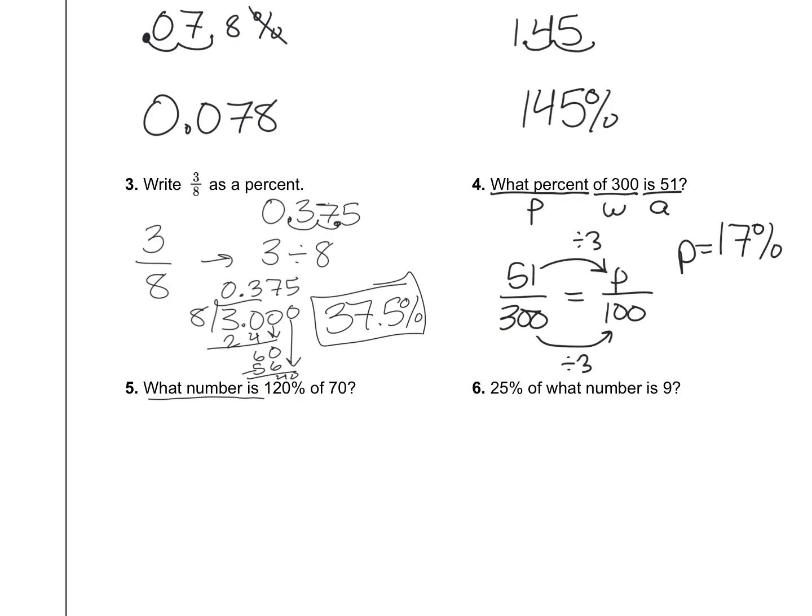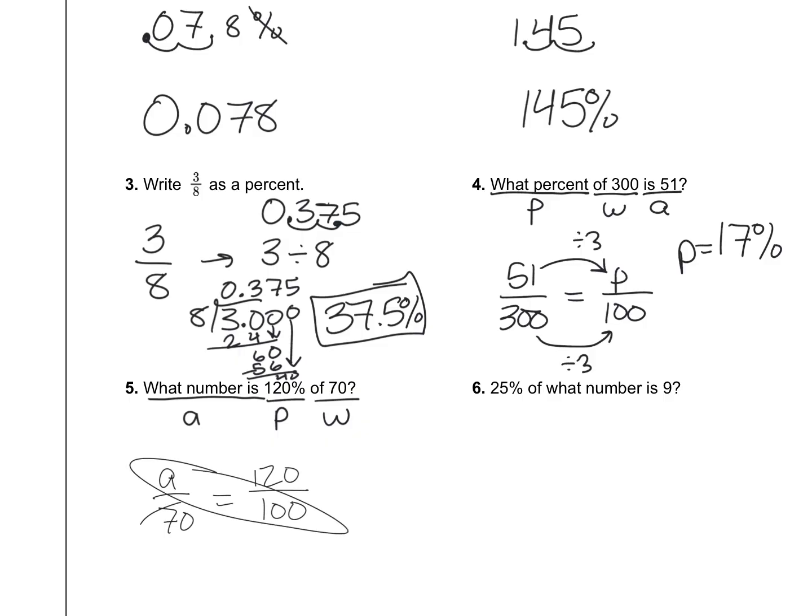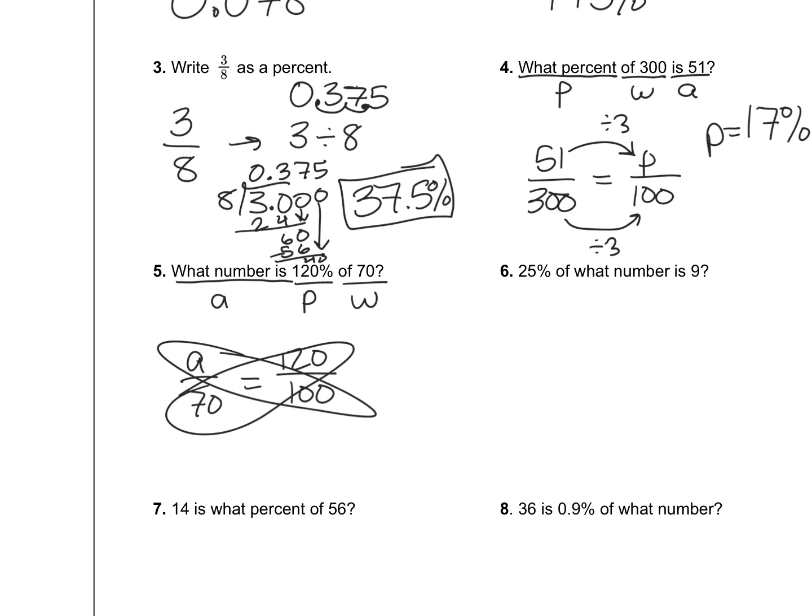Number 5, what number is? That's A. 120%. That's P. Of 70, that's W. A over 70 is equal to 120 over 100. We're going to cross multiply here. I get 100A is equal to 8,400. Dividing by 100 gives me A equaling 84.